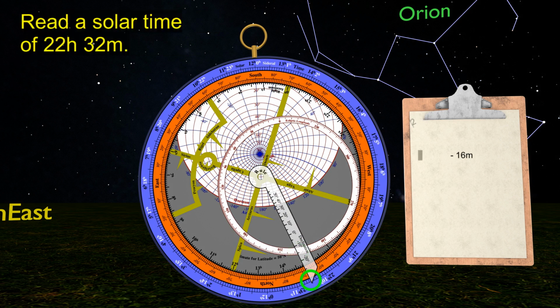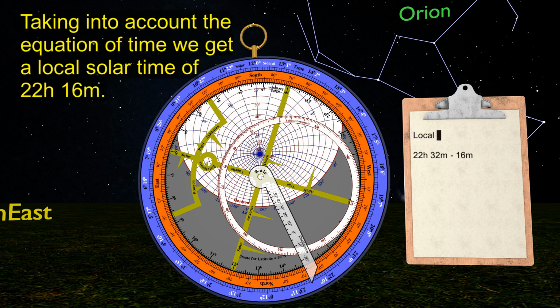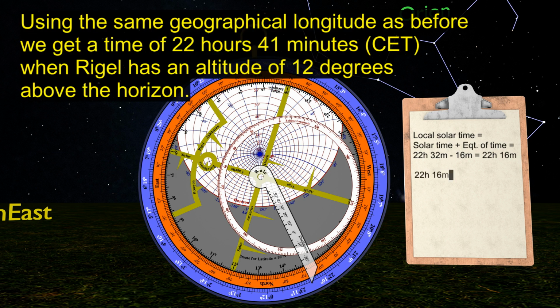Read a solar time of 22 hours 32 minutes. Taking into account the equation of time, we get a local solar time of 22 hours 16 minutes. Using the same geographical longitude as before, we get a time of 22 hours 41 minutes CET when Rigel has an altitude of 12 degrees above the horizon.